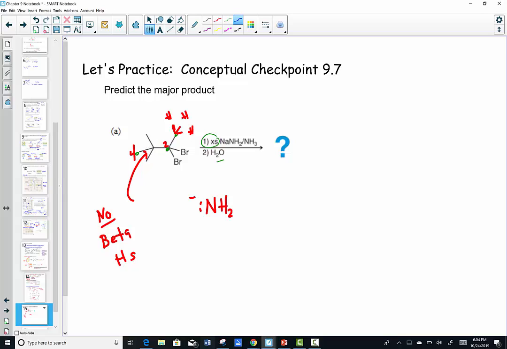At carbon number 3, this carbon is bonded to all carbons, so there are no hydrogens there. So there is no competition. The only beta hydrogen is at carbon number 1. And so that's where the first abstraction will occur. I'm going to take off one of these beta hydrogens, and the bond collapses, forcing one of the leaving groups to leave. Step 1.